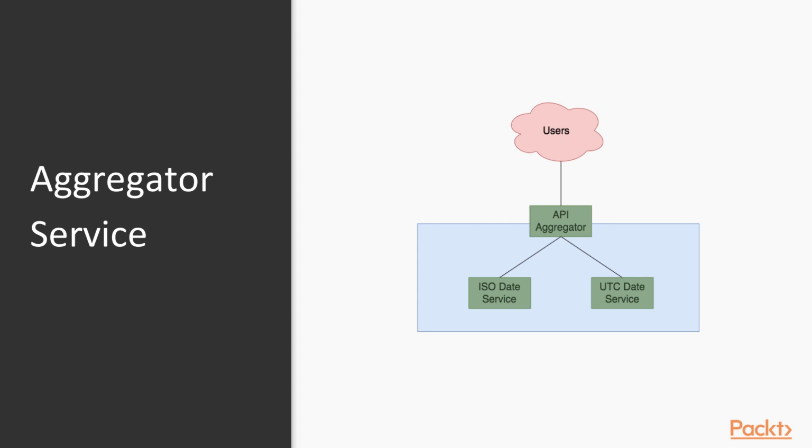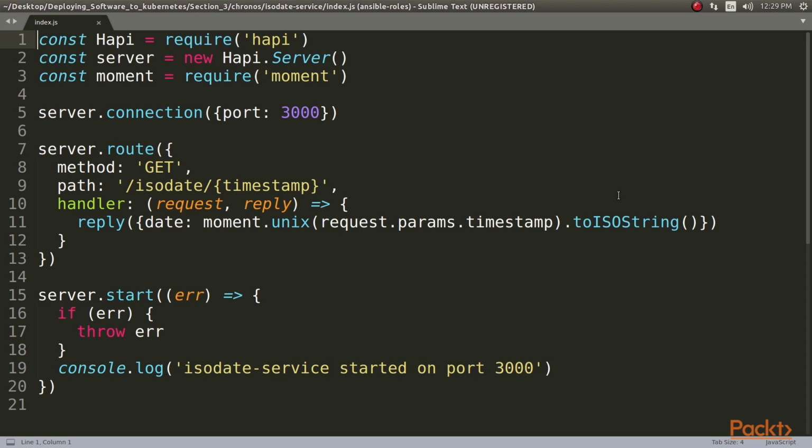But it is also open to extensions, as we can aggregate more services to add more capabilities and expose them through the API aggregator. Every service will be packed into a different Docker image, deployed as a deployment in Kubernetes, and exposed via services to the cluster and to the outer world in the case of the API aggregator. Let's see ISO date and UTC date services.